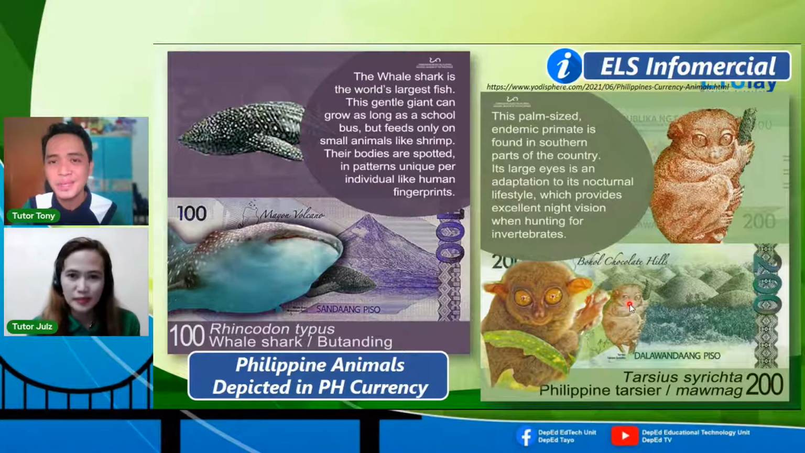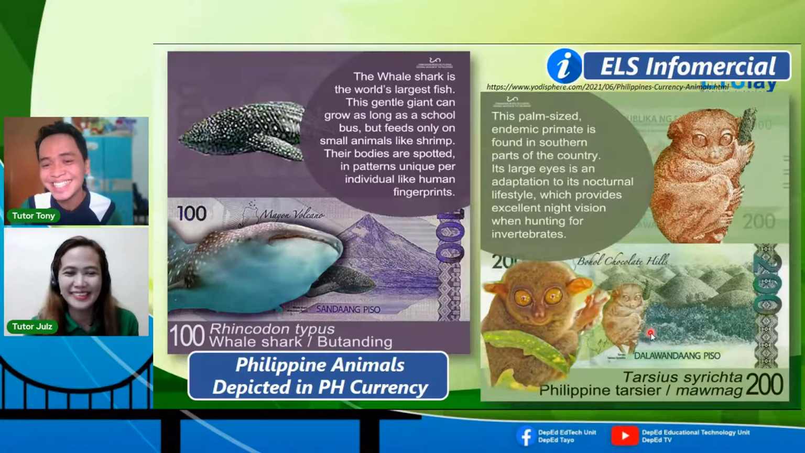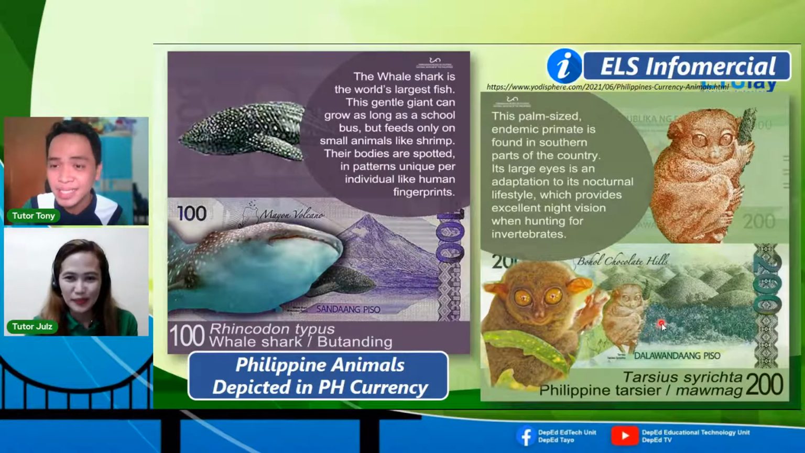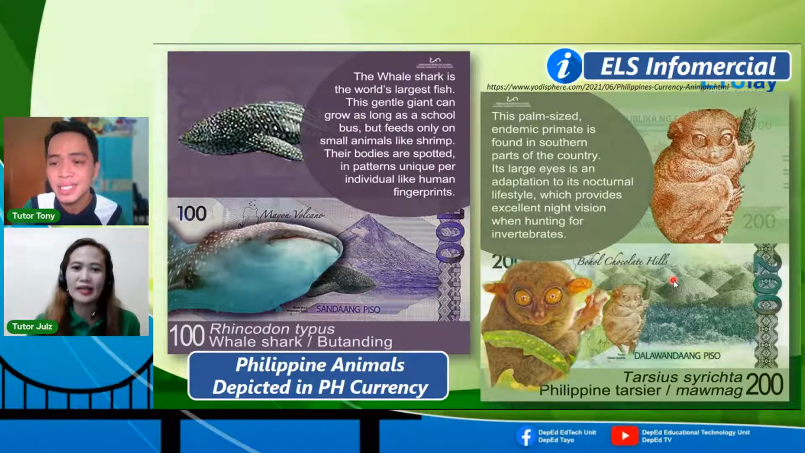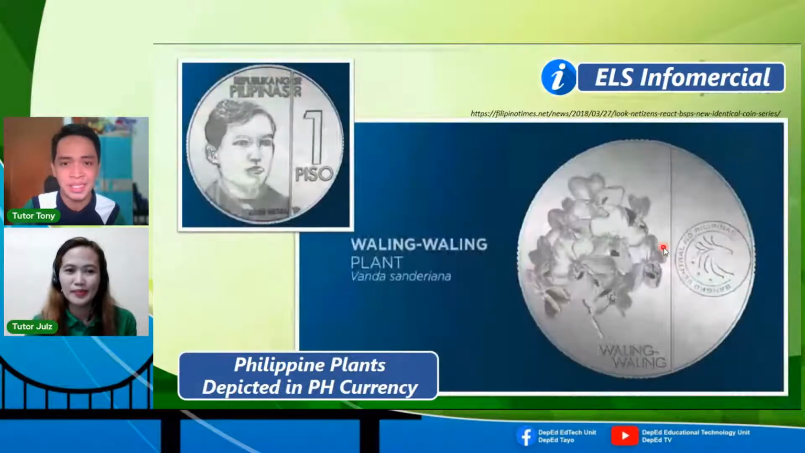And sa 200 pesos naman, kapag inabutan ka yan, sobrang laki ng ngiti. The tarsier or the maumag in the local dialect, with the scientific name Tarsius syrichta. Ayan. So one of the smallest primates, may isang species na makikita sa Bohol sa Philippines.